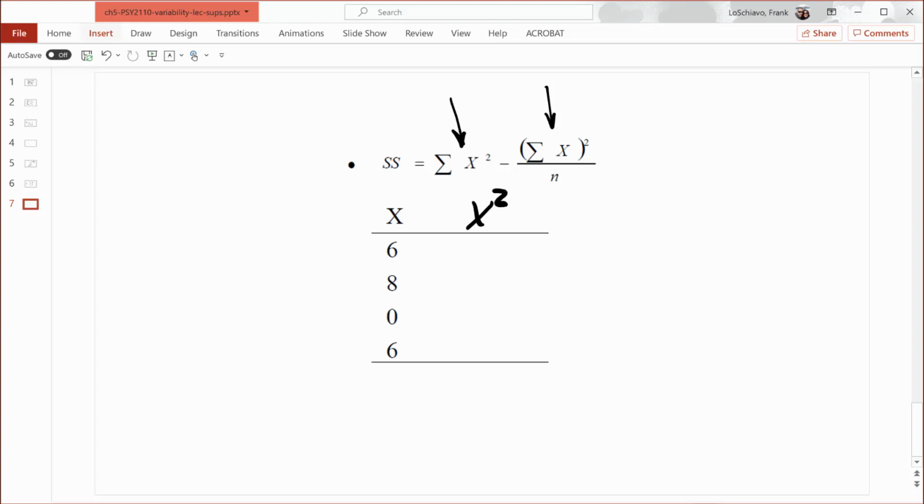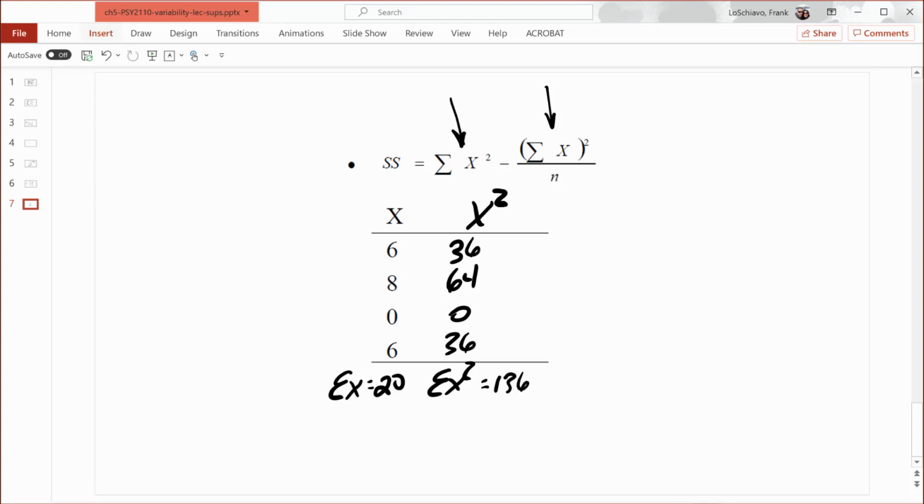And let's go ahead and square every value. 6 squared is 36, 8 squared is 64, then we have 0 and 36. Let's find the sums of each of those columns. The sum of x equals 14 and 6 is 20. And then the sum of x squared equals, I'll use my hand calculator to help, 36 plus 64 plus 36 equals 136.